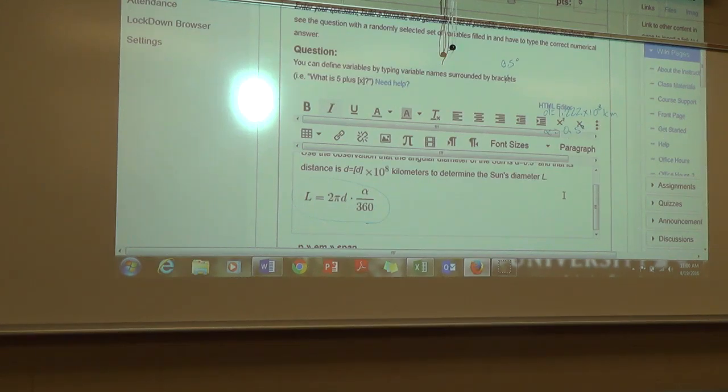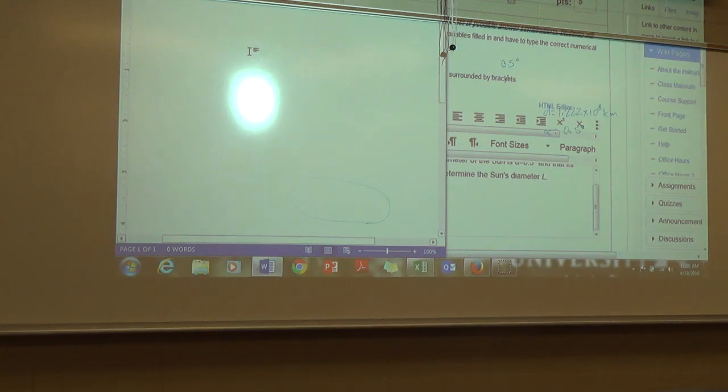And I do not know why this is not showing up correctly on Canvas. When you take the quiz, it doesn't show you the formula or the answers either. The answer it normally doesn't show you, but it should be showing you these formulas, because they are part of the question. So I'm not sure why this one isn't working at all. But let's go over it.